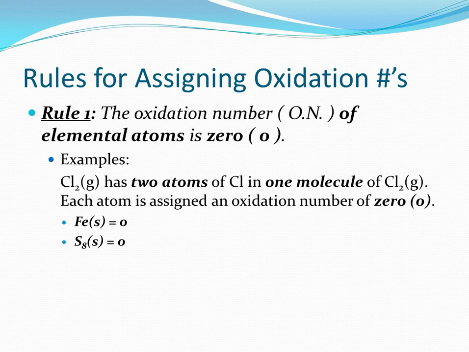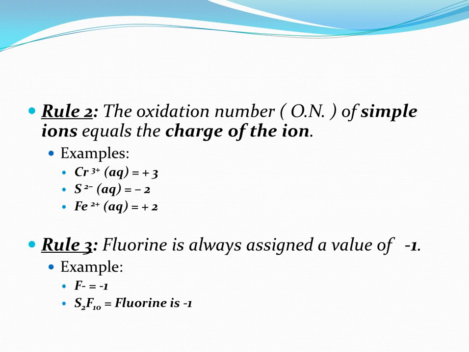The first rule tells us that elemental atoms have an oxidation number of 0. This means that any element will have an oxidation number of 0. This rule holds true for diatomic and polyatomic molecules. If we have an ion with a charge, the oxidation number for the ion will be equal to the charge of the ion. Iron 2+ has an oxidation number of 2+. Sulfur 2- has an oxidation number of 2-.